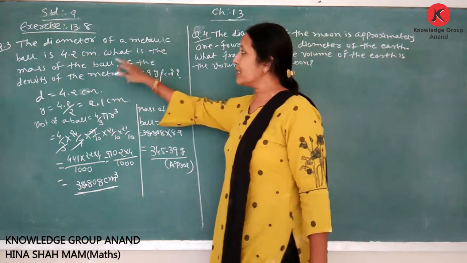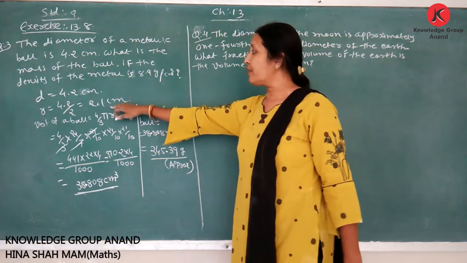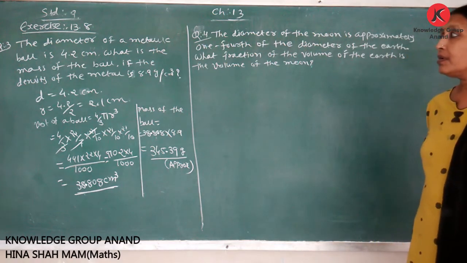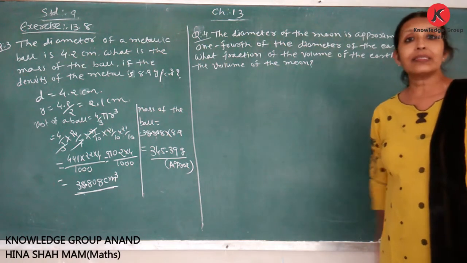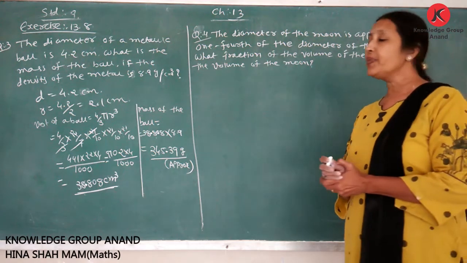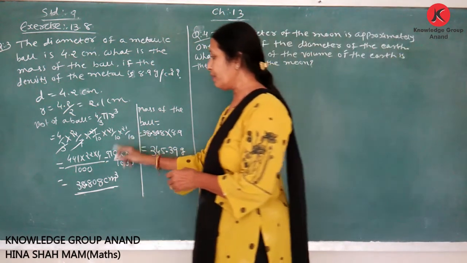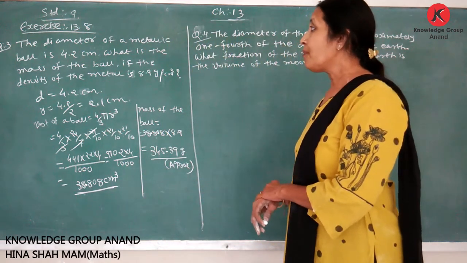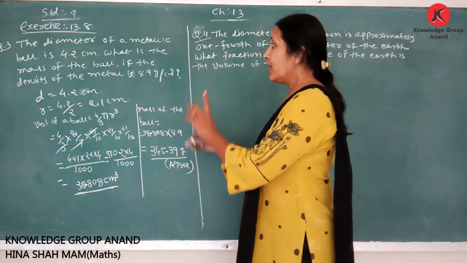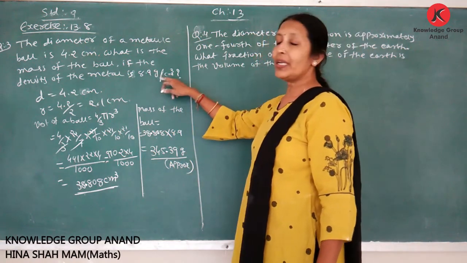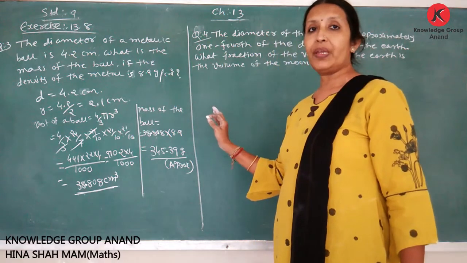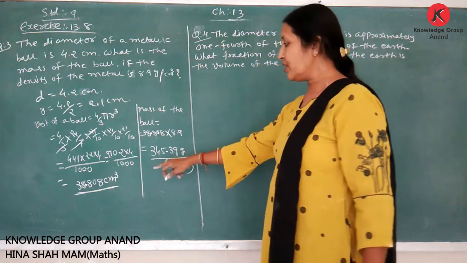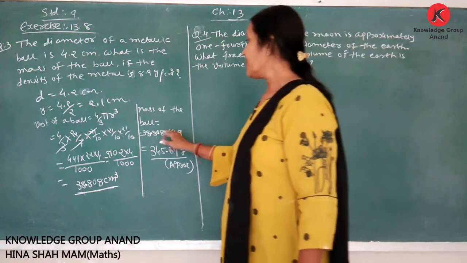Again this question. The diameter of a metallic ball is 4.2 centimeter. Therefore radius is equal to 2.1 centimeter. Find what is the mass? Therefore we find here its volume. Volume is equal to 4 by 3 pi r cube, it is equal to 38.808. Now mass is equal to, here density of the metal is 8.9 gram per centimeter cube. Therefore mass of the ball is equal to 38.808 volume into its density.